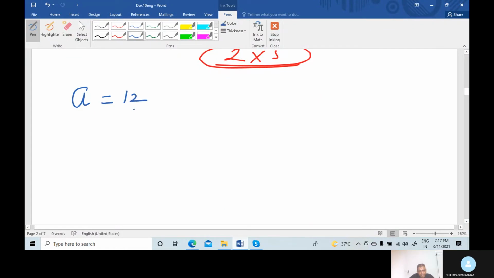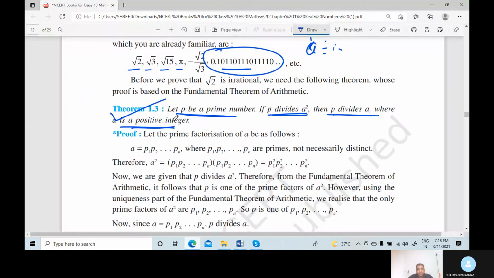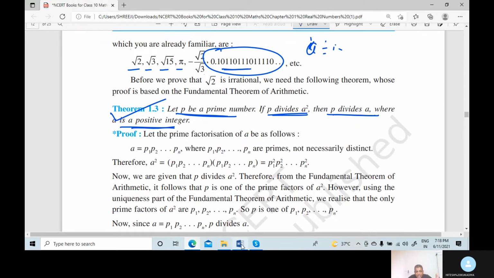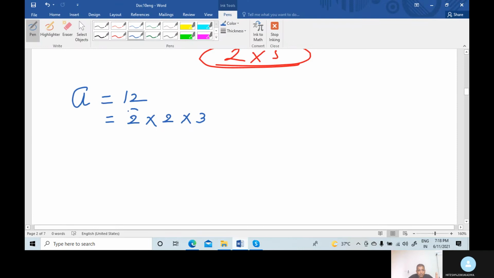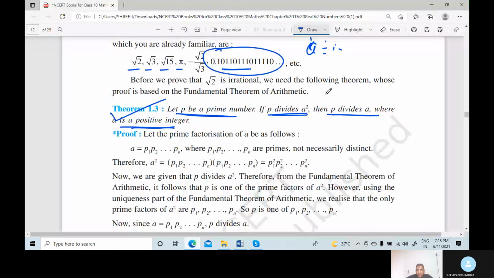We can choose a number here. Now factorize 12. So 2, 2s are 4. You can select any positive integer. Okay, now look at your textbook. Let P be a prime number. If P divides A square, then P divides A. So here we choose A equal to 12. This one has a prime factorization. You can write A equal to 12, and the factorization is 2, 2s are 4, 3s are 12.